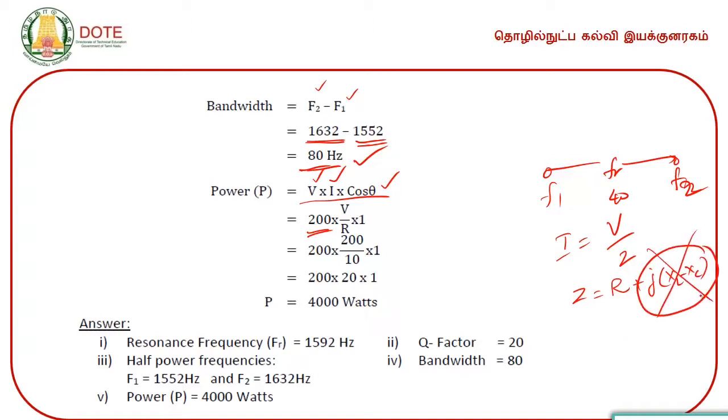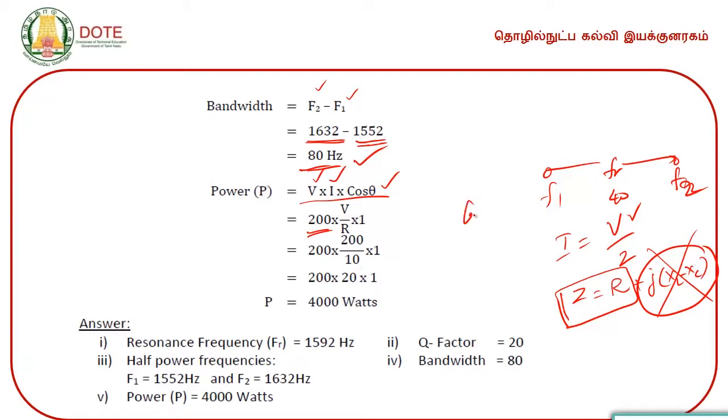So, this term will no longer appear because XL is equal to XC. So, XL minus XC becomes 0. So, the impedance becomes a pure resistive circuit. That is the reason why instead of V by Z we are calculating V by R. So, what is V? It is 200, R has a value 10, then what is cos theta?